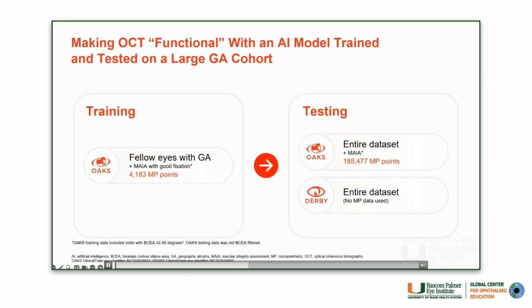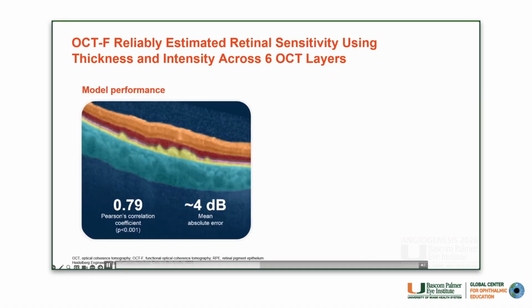For the development, AI was first trained on untreated fellow eyes from OAKS, then tested on the full OAKS dataset and on DERBY. For DERBY, microperimetry data wasn't included, so the model provided functional insights even when functional testing wasn't used. Training used layer thicknesses and intensities derived through the Reading Center segmentation algorithm, spatially correlating to the decibel values at each microperimetry point.